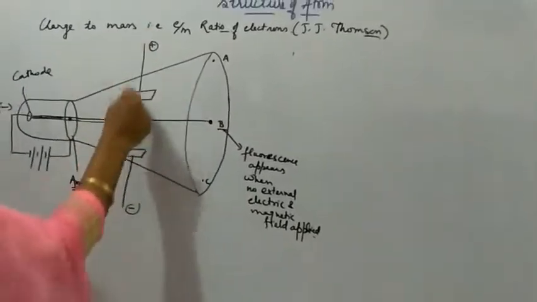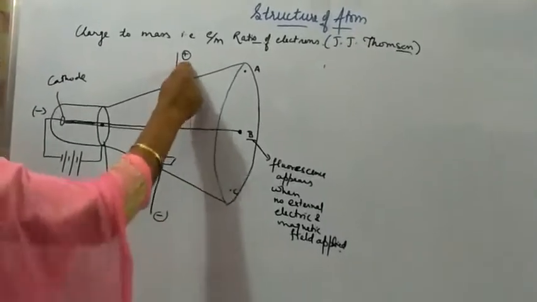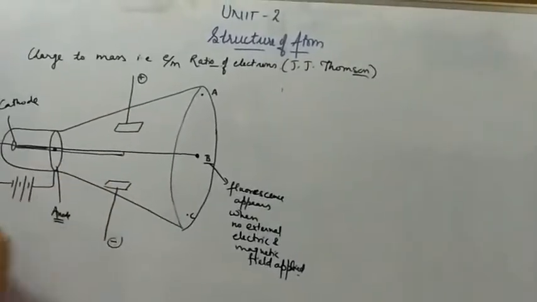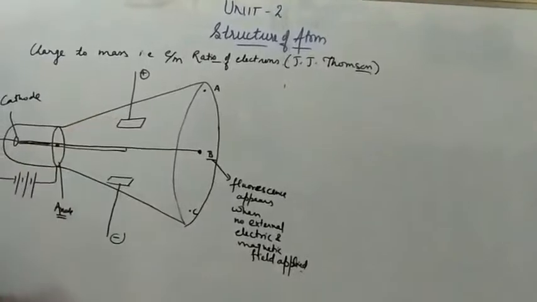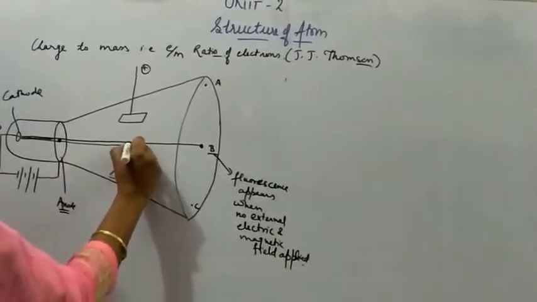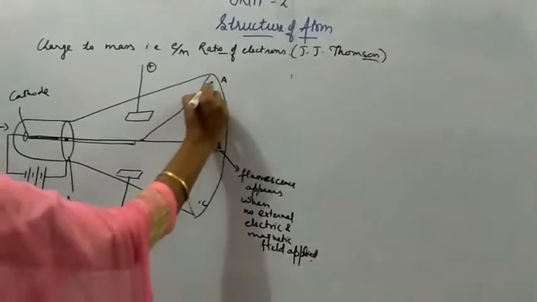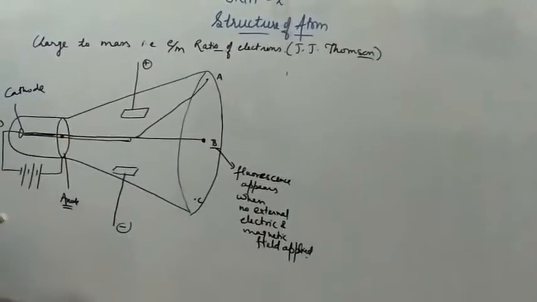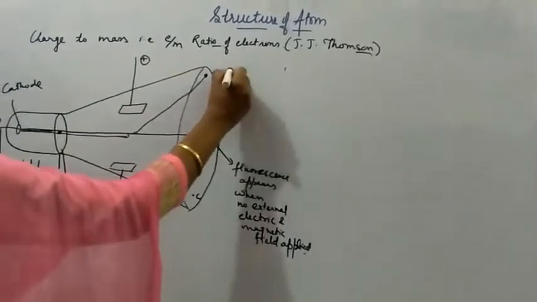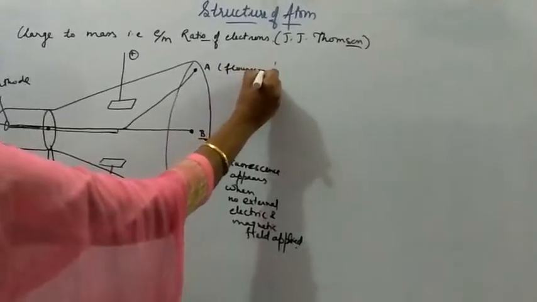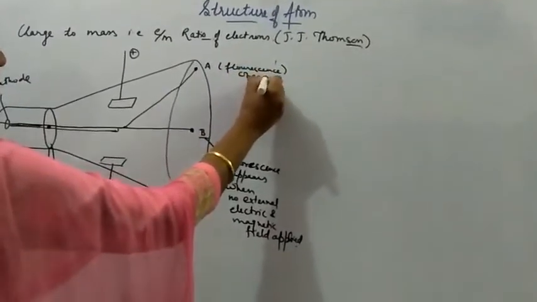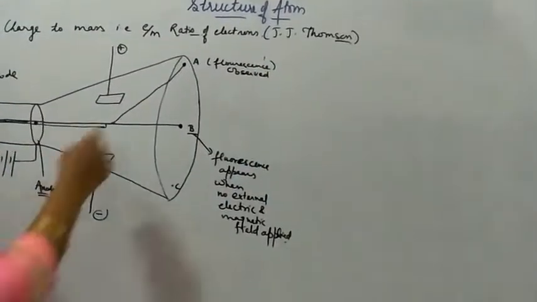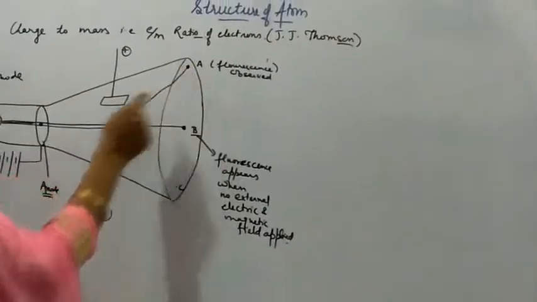Now, when the external electric field was applied, this is the plus terminal and this is the negative terminal, that means this plate is positively charged and this is negatively charged. So it was observed that when the external electric field is applied, the cathode ray got deflected. Now it is not going to strike at point B, it will strike at point A, right? So at point A, fluorescence will be observed. The screen will show the glow, it will show us spotting here at the point A.